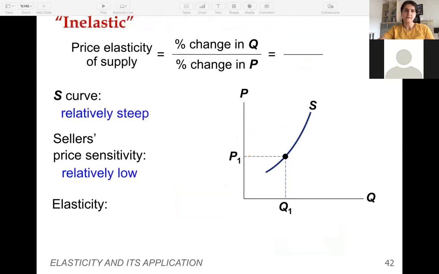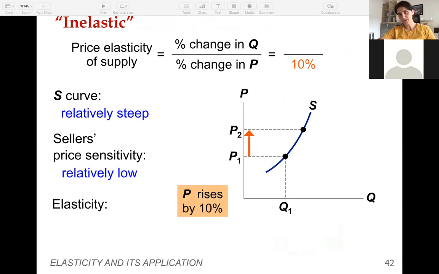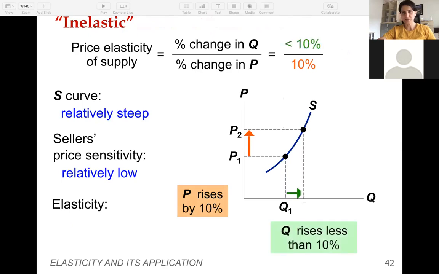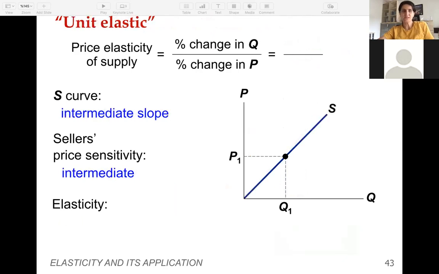Then for inelastic supply, the supply curve is relatively steep and the seller's price sensitivity is relatively low. If the price rises by 10%, the response in quantity supplied will be lower than 10%, so elasticity is lower than 1. In the unit elastic case, the supply curve has an intermediate slope. The seller's price sensitivity is intermediate. If there is a 10% increase in the price, there will be a 10% increase in quantity supplied.